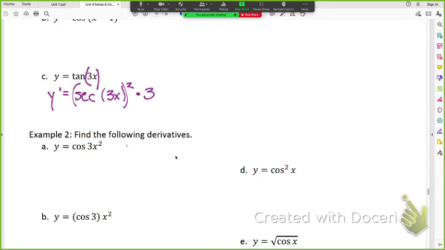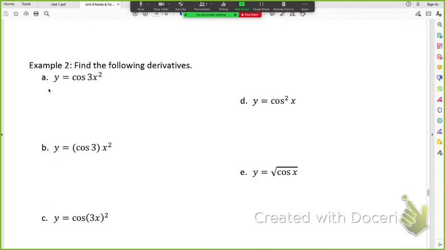Take a minute and try 2a. Given that there are no parentheses, where's the only place you can put them? Around the 3x squared. All right, so take a minute, try that derivative. Yeah, I'm going to skip b. You won't see much like that.